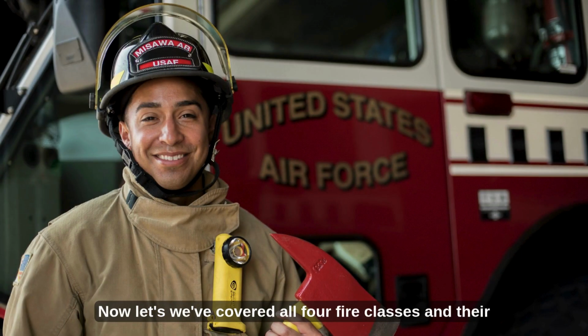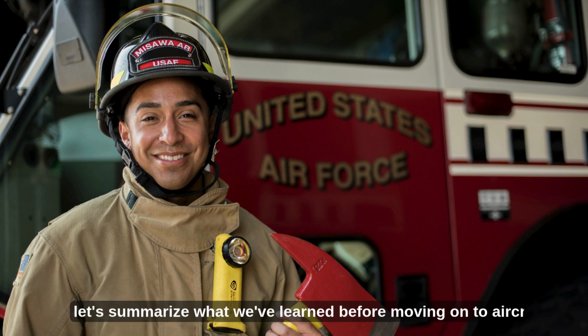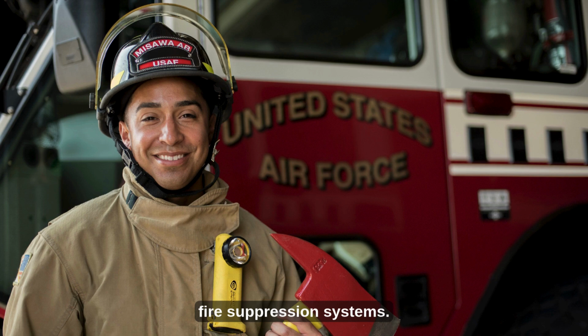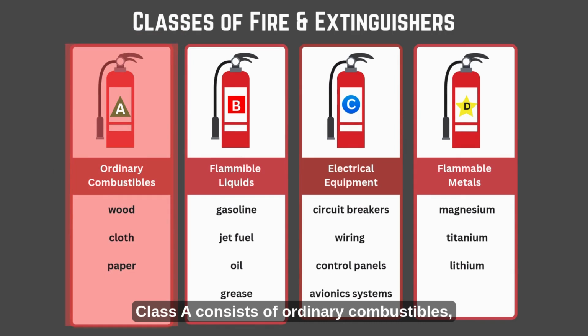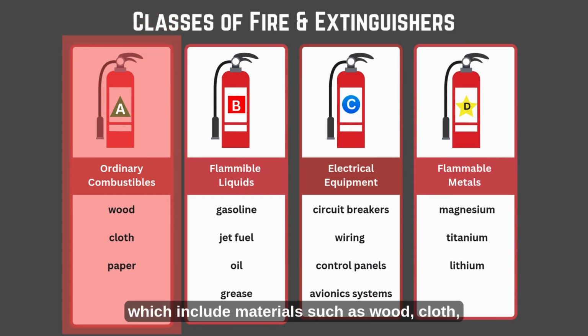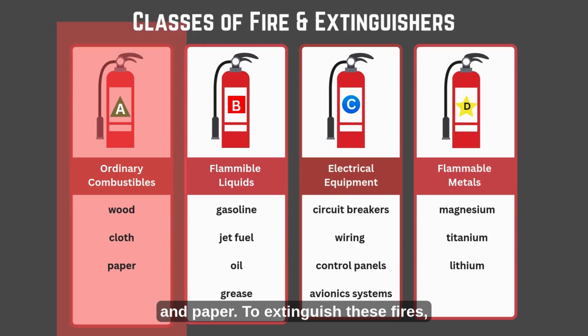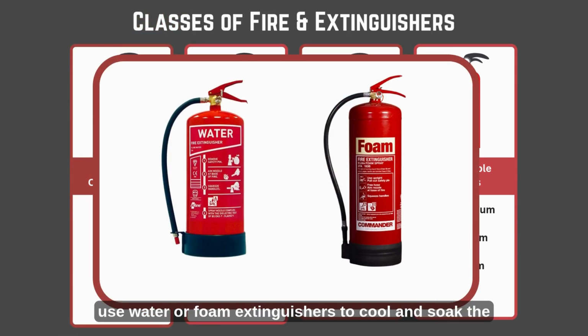Now that we've covered all four fire classes and their extinguishers, let's summarize what we've learned before moving on to aircraft fire suppression systems. Here's how each fire type is classified, and how to fight it. Class A consists of ordinary combustibles, which include materials such as wood, cloth, and paper. To extinguish these fires, use water or foam extinguishers to cool and soak the materials, preventing reignition.